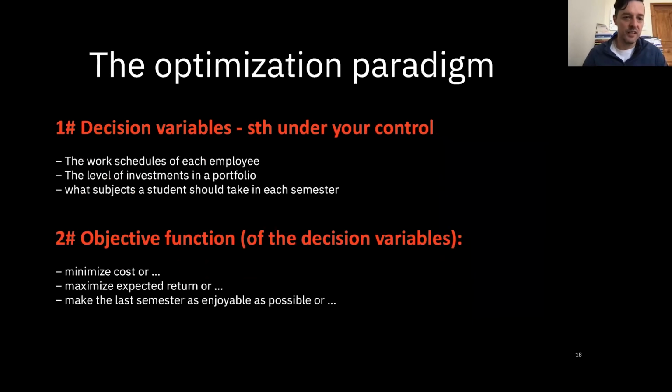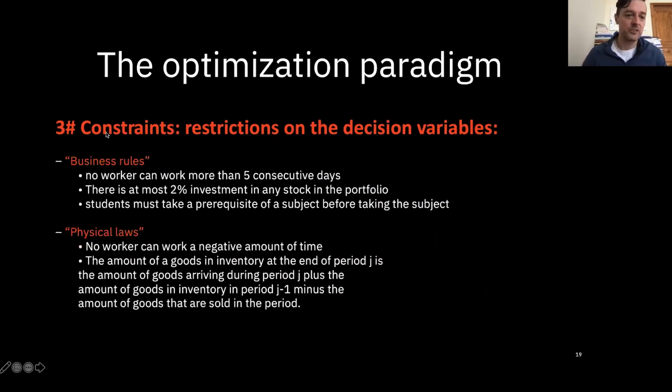Okay, so again, decision variables are something under your control. The objective function is some goal you want to achieve, and that's why you are using decision optimization. And then you've got constraints, like business rules and physical laws. Okay, I'm just watching my watch all the time, not to talk too much.